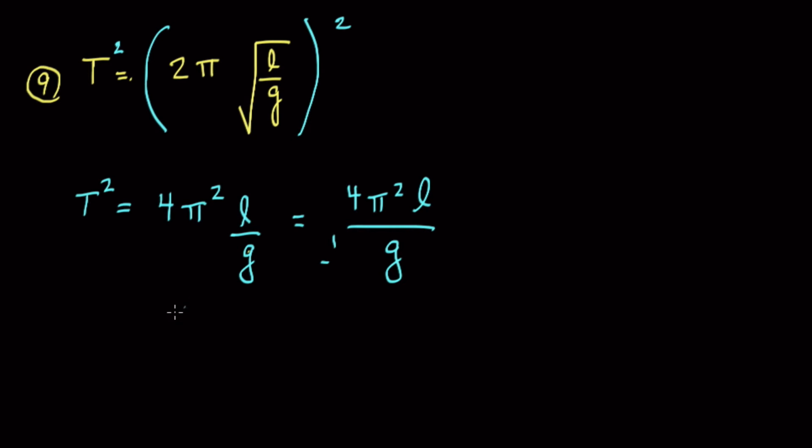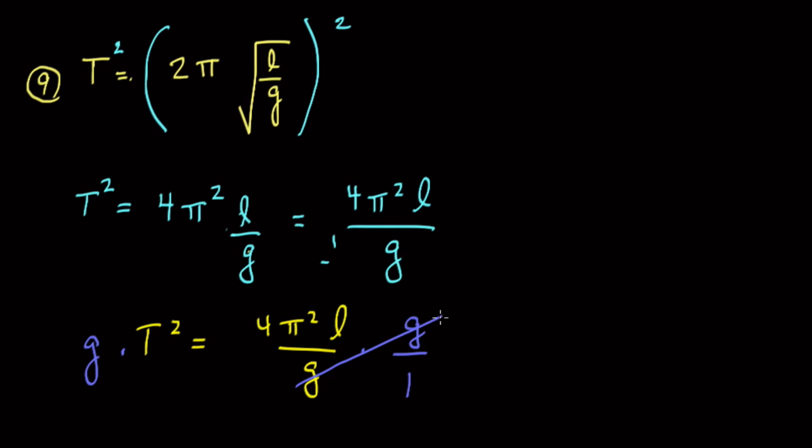So how do I get G by itself? Let me write this down here. I end up with T squared equals 4 pi squared L over G. First step is to get G out of the denominator. So I'm going to multiply both sides by G. I'll write G over 1 so you don't get messed up. G divided by G is 1, so I don't have to write that. This would be 4 times pi squared times L. But since I did that to the right side of the equal sign, I have to do it on the left side. So I end up with G times T squared equals 4 pi squared L.